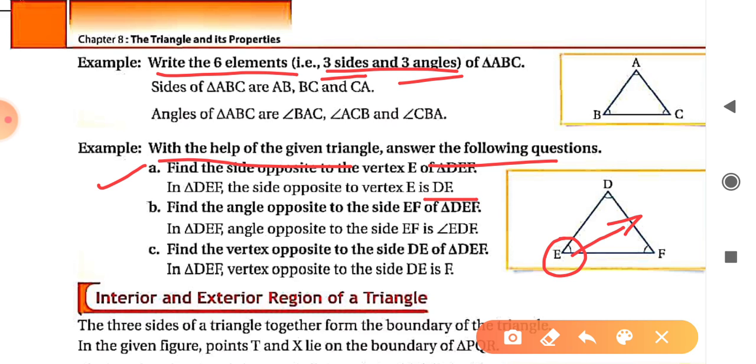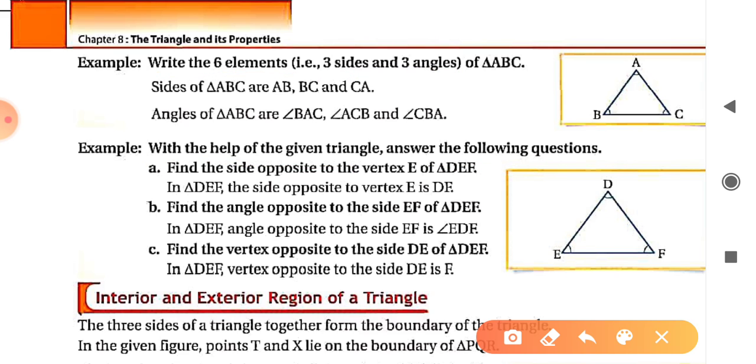So DF is the opposite side to vertex E. Next is find the angle opposite to side EF. We have to find the angle opposite to side EF. EF is this and its opposite angle is EDF. Angle EDF.